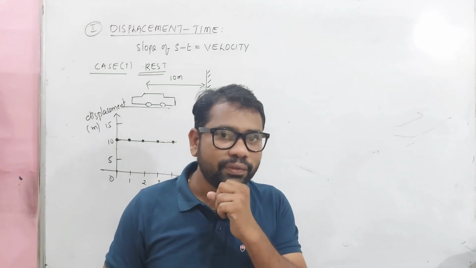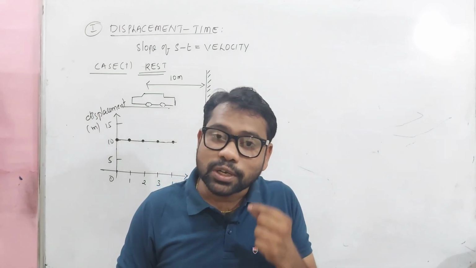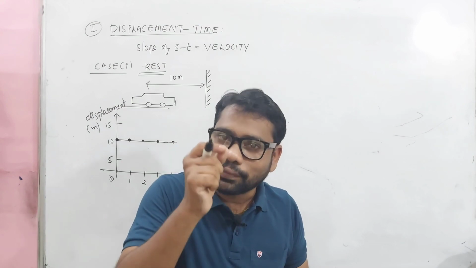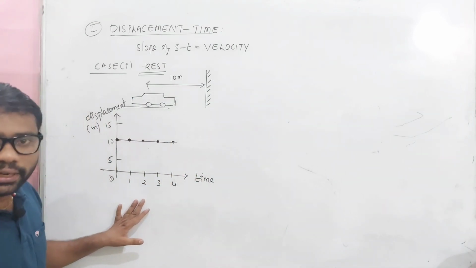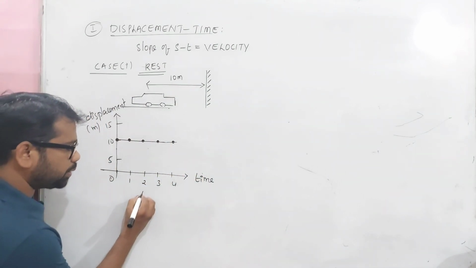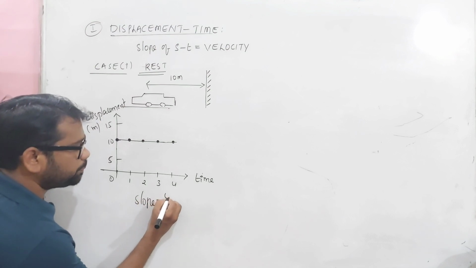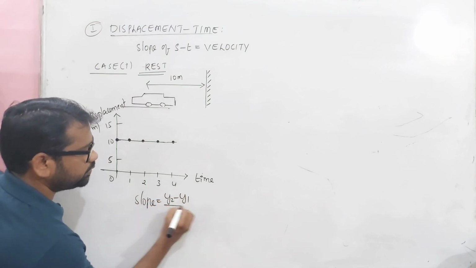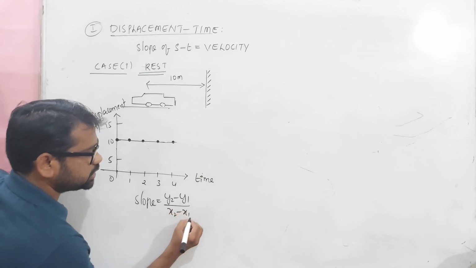But mathematically, how can we show it? We know that by finding the slope of a displacement time graph, we can calculate the velocity. So here also let us try to calculate it, children. For example, the slope formula we know: slope is equal to (y2 minus y1) by (x2 minus x1).